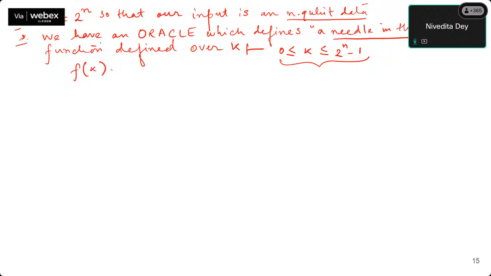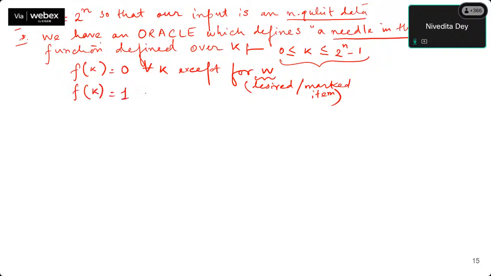And this f of k will be equal to 0 for all k except for w, or we can also call it x, whatever. This is my desired, or marked, item, the item that I want to search. So except for w, for all the values of k, f of k, the needle in the haystack function, will be equal to 0, and the same function will have the value 1 for k equals w. So for all the other elements in the unstructured list, it will make the values 0, and only for the one item that I want to search for, it will make it 1. Okay.